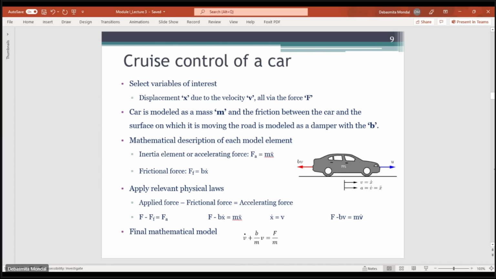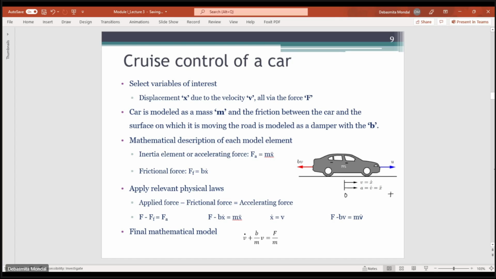Now if you model this car, the car is modeled as a mass m, and the friction between the car and the surface on which it is moving is modeled as a damper with B. Let us say the direction of the displacement of the car is positive. So this is the 0 position, and this is the positive direction. So the accelerating force will be equal to m into x double dot, if x is the displacement, and the frictional force, which will be acting in the opposite direction, will be equal to b into x dot.